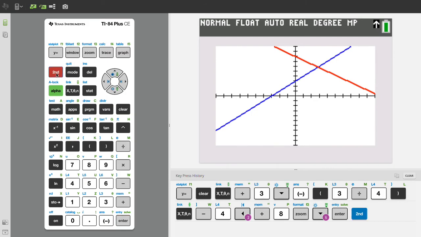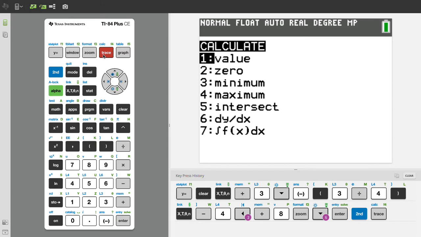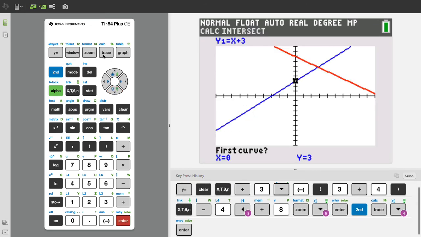Please hit second and trace, which is calculate. Sometimes math doesn't make any sense at all. Sometimes it does. We want to find the intersection. Should we use value, zero, minimum, maximum, or intersect, or dy/dx, or the integral of f(x) dx? We want, this is strange, we want the minimum. Just kidding, we want the intersection. So please go to number 5 to find the intersection. Hey, yippee, math makes sense. Please hit enter.